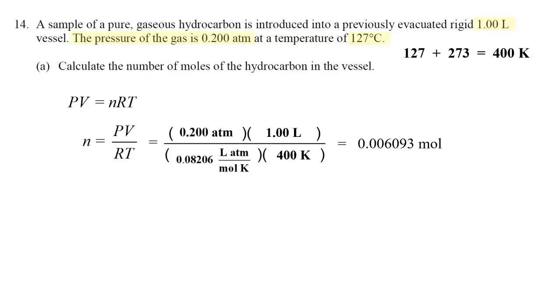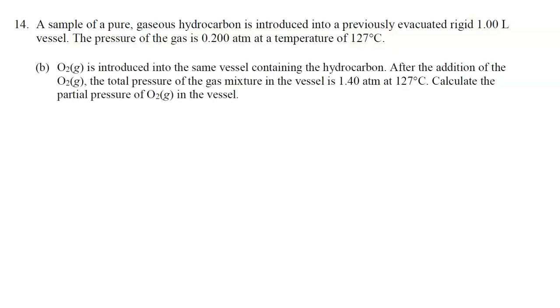And so we get a value of 0.006093. I'm going to round off my answer to 3 significant figures based on the measurements I was given. So I'll say 0.00609 moles. That's the number of moles of the hydrocarbon in the vessel. Now let's take a look at part B of this question.